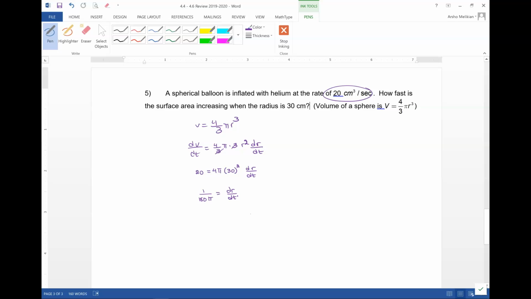Now I need the rate at which the surface area is increasing. So how fast is that increasing? Well, let's start with S equals 4 pi r squared, right? dS/dt is equal to 8 pi r dr/dt.